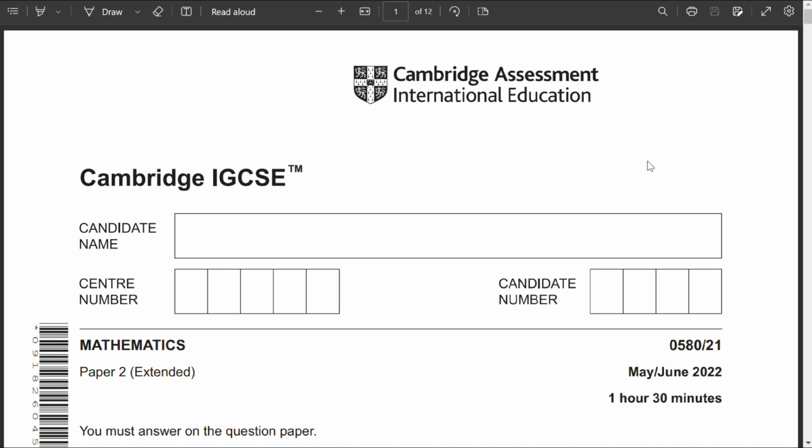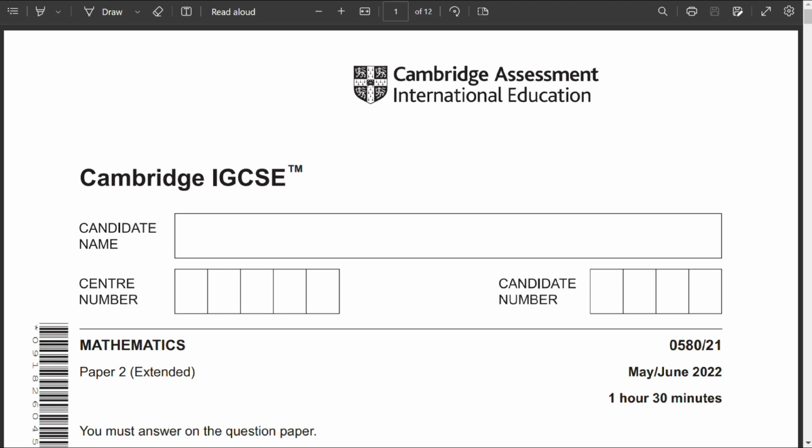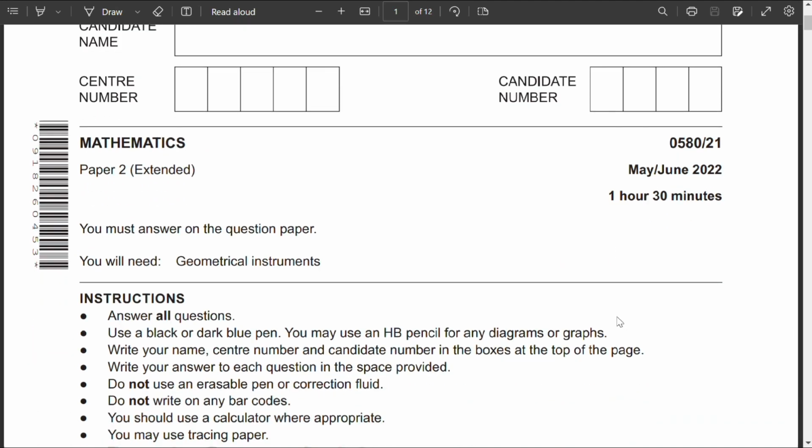So hello students, today we are doing coordinate geometry and we will be solving questions from paper 2 and paper 4. So I have chosen some of the papers. As you can see, this is May-June 2022 0580/21 paper, and we will be doing only the coordinate geometry questions. So I will be directly taking you to the coordinate geometry questions instead of wasting time finding the questions, because I have already selected those questions for you.